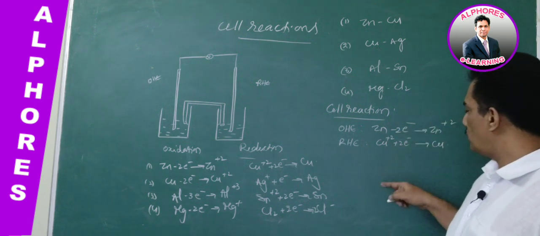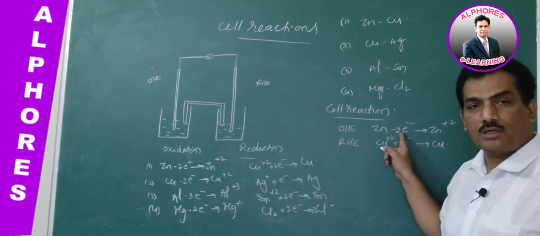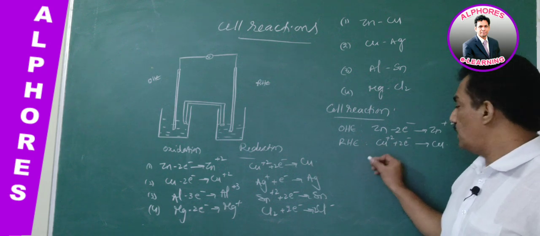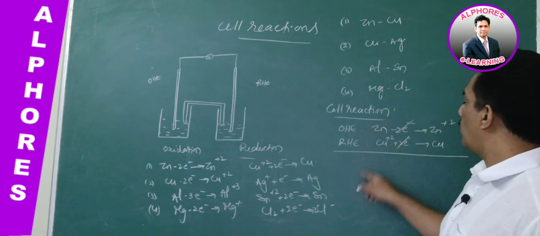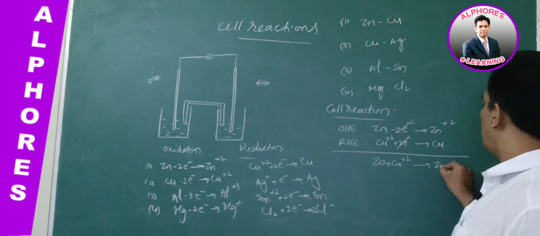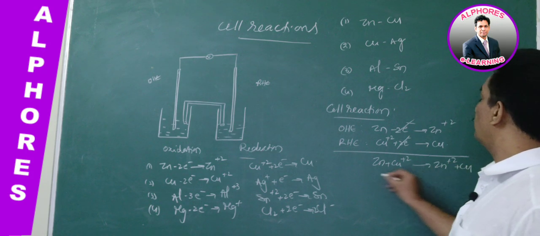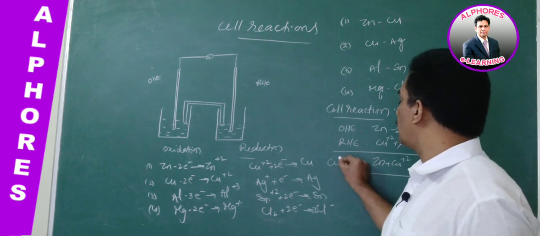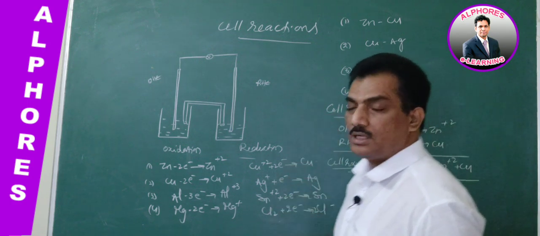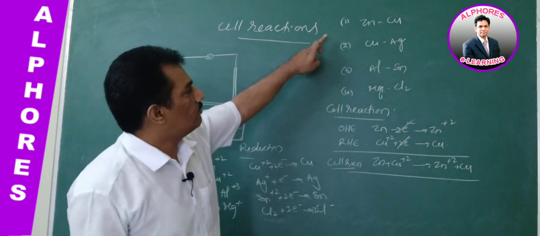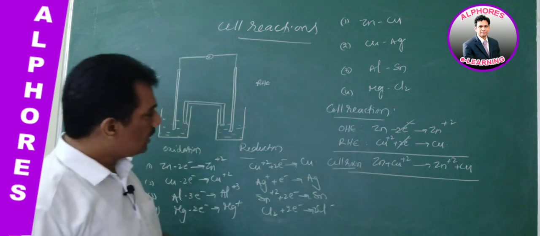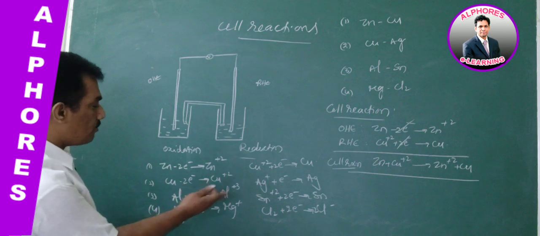Now in both these, the electrons released at the oxidation half electrode and the electrons gained at the reduction half electrode are equal, and thereby we can simply cancel them. Now we are getting Zn plus Cu plus 2, giving Zn plus 2 plus Cu. This is the cell reaction for the zinc copper electrochemical cell, that is, for the electrochemical cell constructed from these two metal electrodes. Clear?